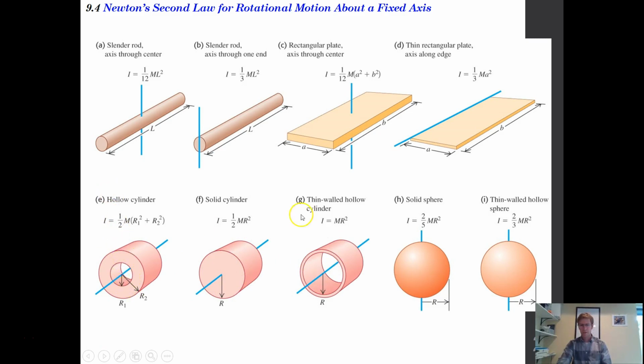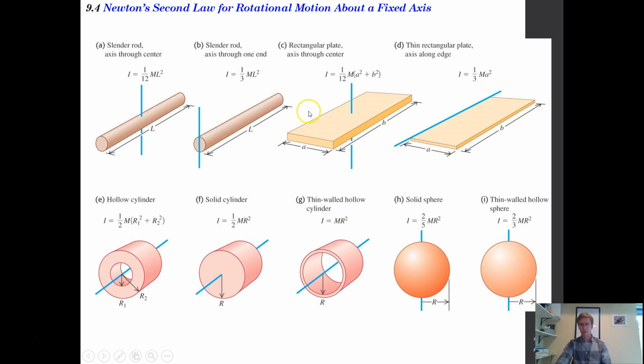Some people are like, what's the difference between this and this? Well, really, you can use this equation for E through F, or E, F, and G can all be summarized with this one equation. But this is just a simplification. If it's super thin, the inner and outer radius are approximately the same, and so this just becomes mr squared.